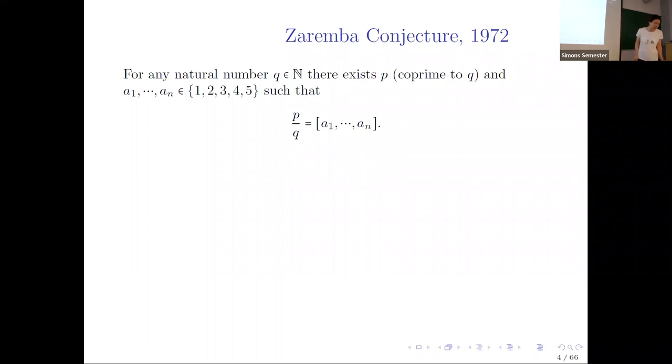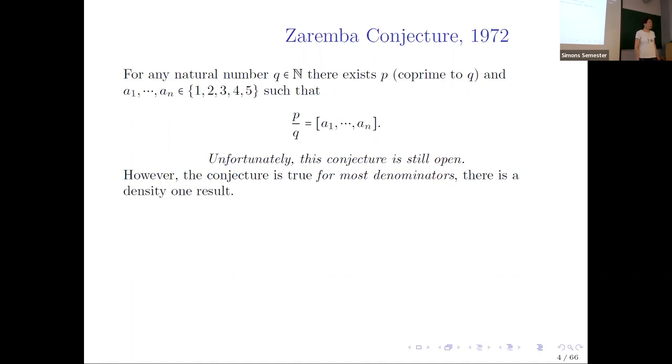He suggested that for any integer q, there exists a number p, which is coprime with q, such that the ratio p/q can be written as a finite continued fraction with digits from only 1, 2, 3, 4, and 5. Basically, rational numbers correspond to finite continued fractions. And this conjecture says that in fact you don't need all digits, that digits 1, 2, 3, 4, and 5 are actually sufficient. This conjecture still remains open.